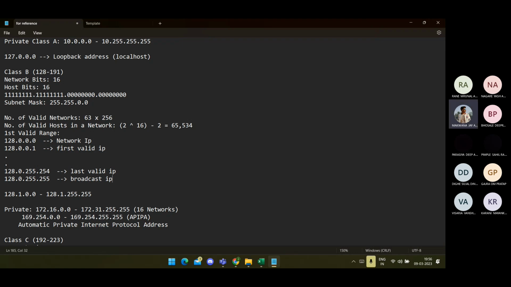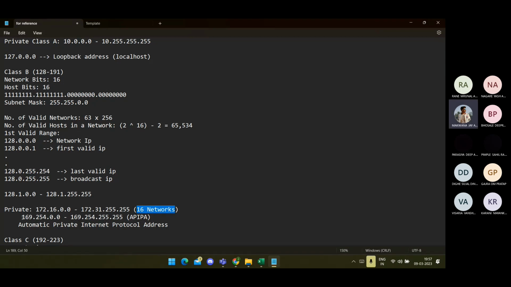In the case of class B, the range of private IP addresses is 172.16 to 172.31. So a total of 16 networks are reserved for the private class.